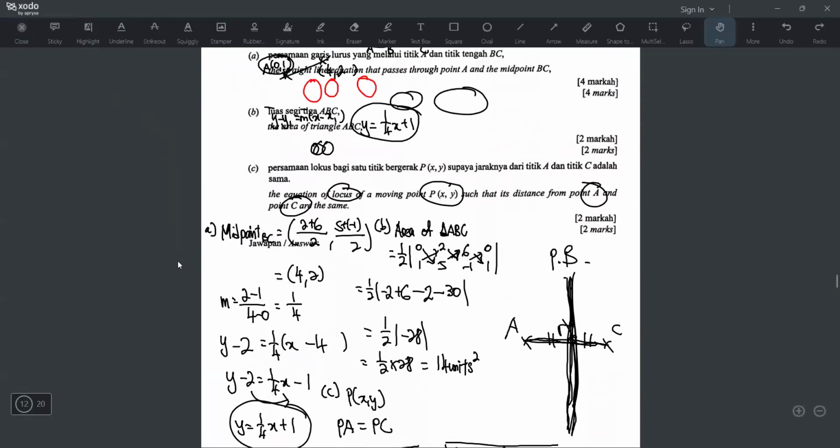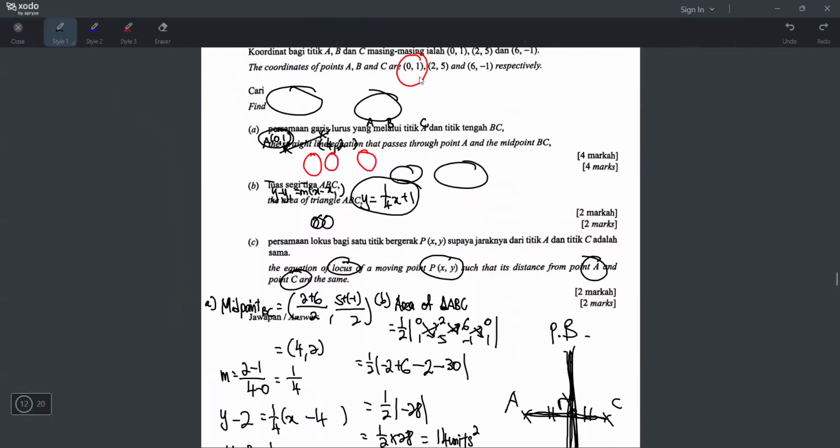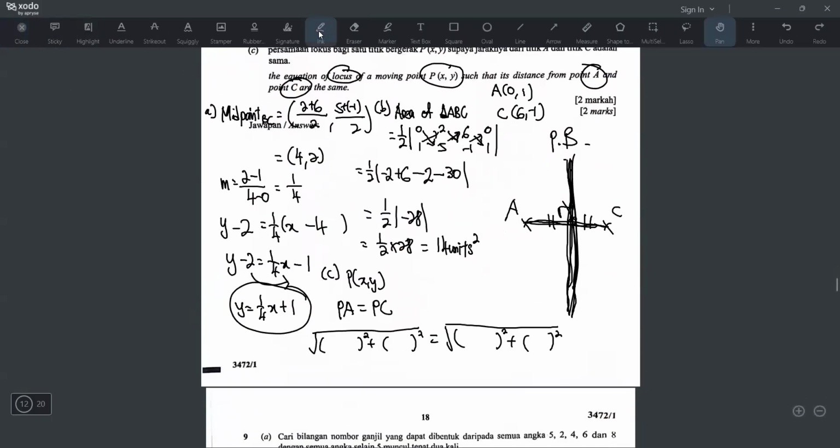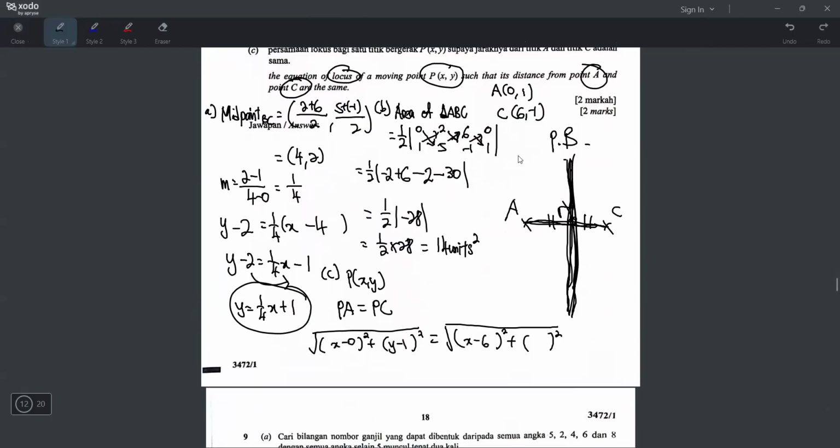So I need the coordinate of A and C now. So what's the coordinate of A? 0, 1. What's the coordinate of C? 6, -1. Okay, sini ya. Okay, so now go back here. So how to find distance of PA? It will be x minus x, which is x minus 0, and then y minus 1, right? And then for the other one would be distance of PC. So x minus 6, and then y minus y, which is y minus -1, y plus 1.